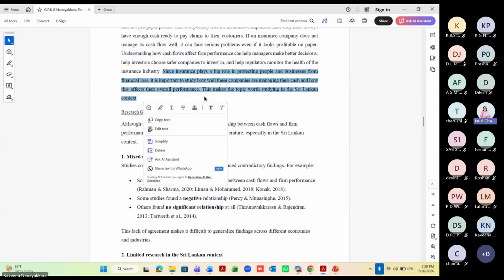What do you mean by overall performance? Overall performance in the sense of cash flow. So what it says is how well these companies are managing their cash flows and how this affects their overall performance. That means overall performance is not similar to financial performance. That's why I told you to replace it. Sorry, Putta, what should I replace for financial performance?